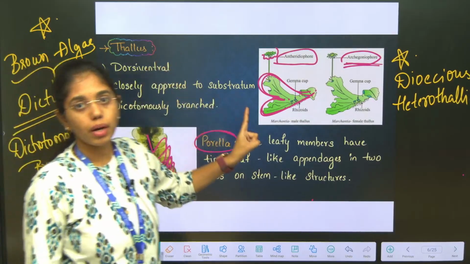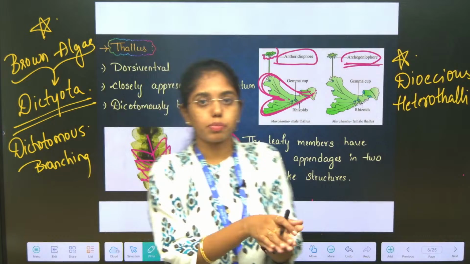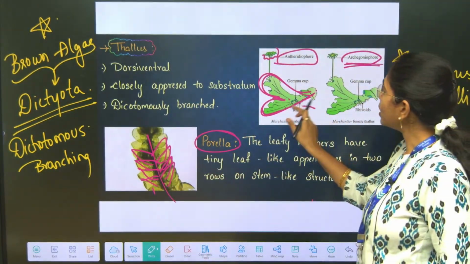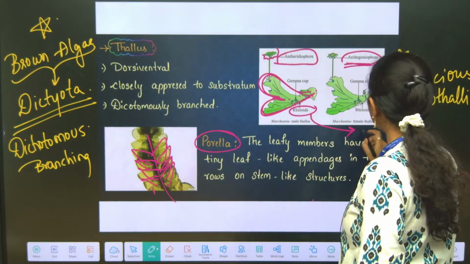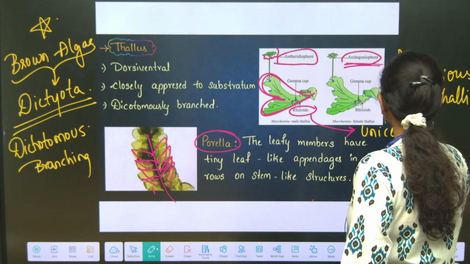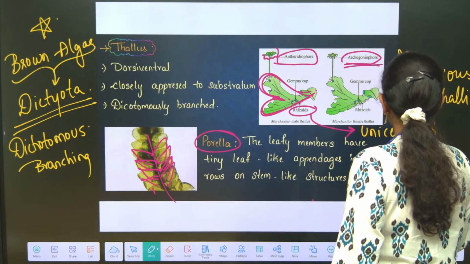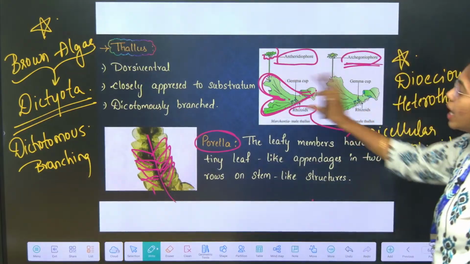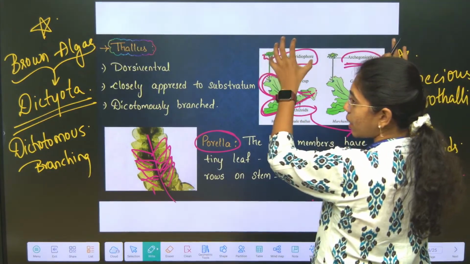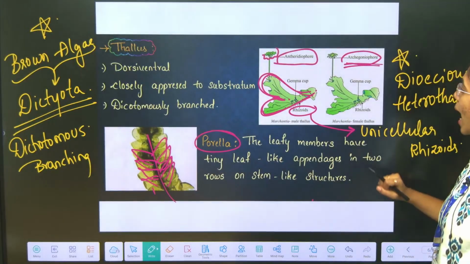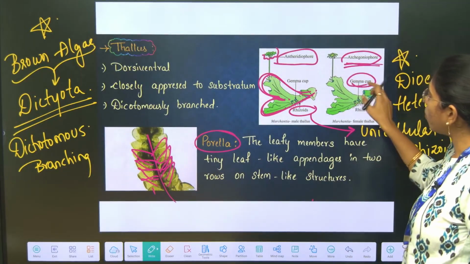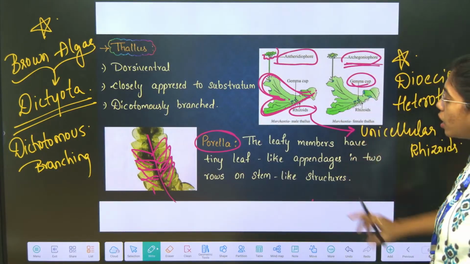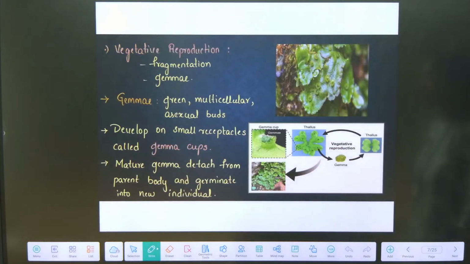Remember, it is a dorsiventral structure closely appressed to the substratum, okay, and it is dichotomously branched. It has unicellular rhizoids, okay, remember it has unicellular rhizoids, fine, and it is dioecious heterothallic. Both the sex organs are present in 2 separate thallus, and it has gemma cups which promote vegetative propagation or asexual reproduction. Clear, right? So this is about Marchantia, remember it.